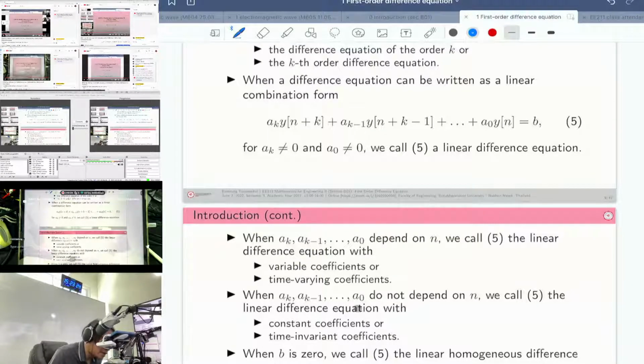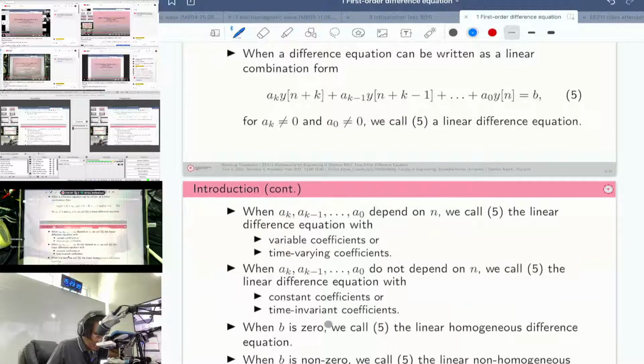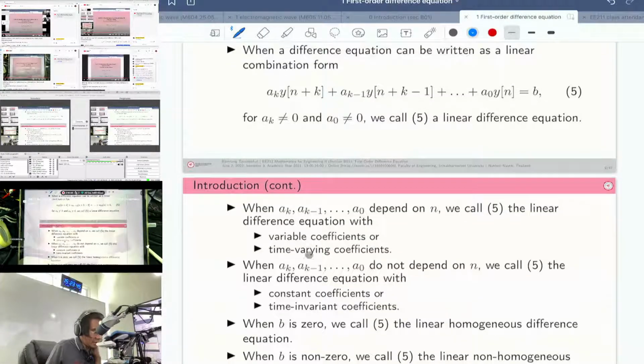When a_{k-1} until a_0 do not depend on n, we will call equation number 5 a linear difference equation with constant coefficient, or time invariant coefficient. Please note that there are two versions. Time varying coefficient means the coefficient will depend on time, but time invariant coefficient means the coefficient like a_{k-1} does not depend on time.